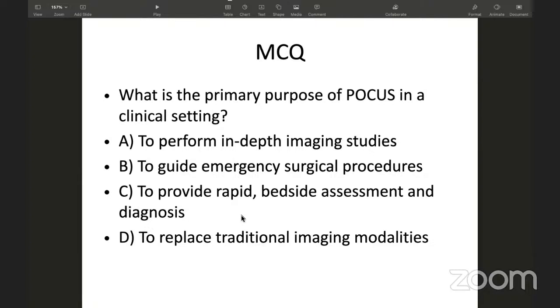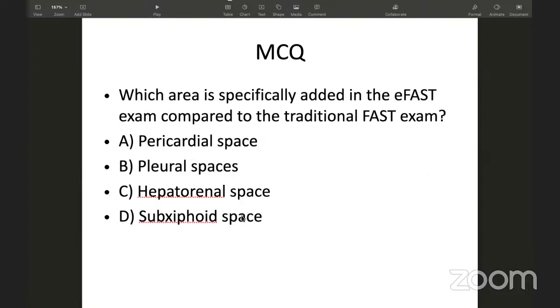Fine. Next. Which area is specifically added in the E-FAST exam compared to the traditional FAST exam? Pericardial space, pleural space, hepatorenal space, and subxiphoid space. Answer is? A mixture of A and D are present, ma'am. I think it is the pleural space, in E-FAST. Just for the lung, no? Anyways, that hardly matters.